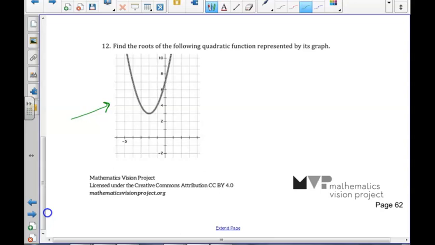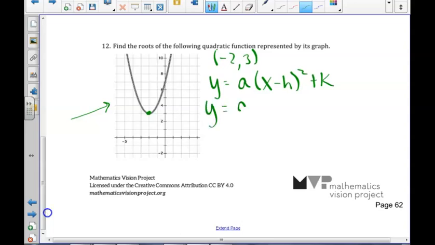We can easily find the equation of this parabola in vertex form. If you recall from our unit 4, the vertex in this case is the point -2, 3. And in our standard vertex form, it's a times the quantity x minus h squared plus k, where h and k is the vertex. So we're going to plug h and k in. We'll get x plus 2 squared plus 3.